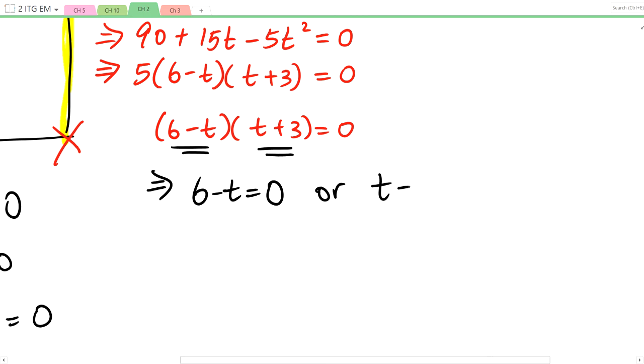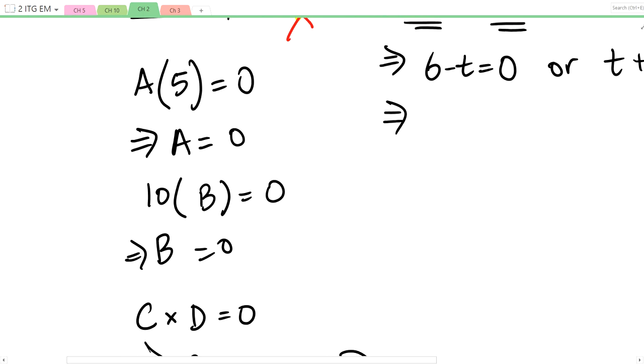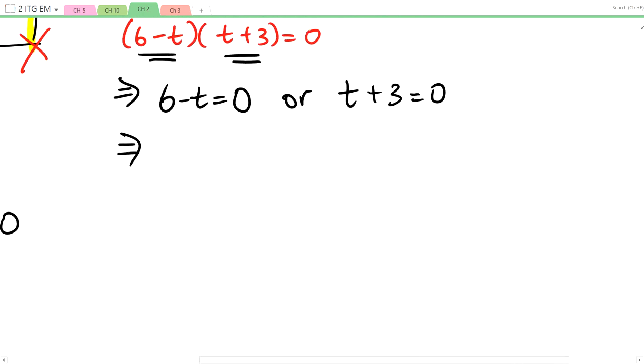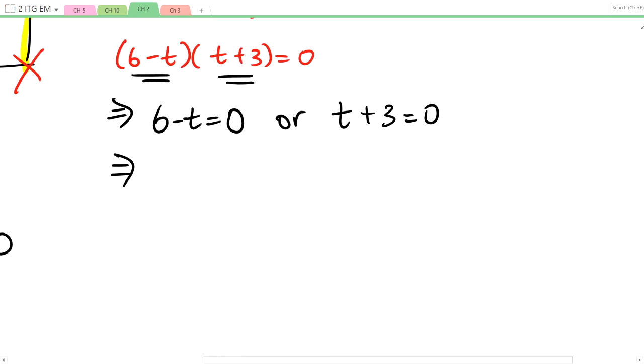Or t plus 3 equals 0. Okay? Next, we've got two possibilities over here, just like you said. It can be c equals 0, it can be d equals 0, right? So I've got two possibilities, 6 minus t equals 0 or t plus 3 equals 0.